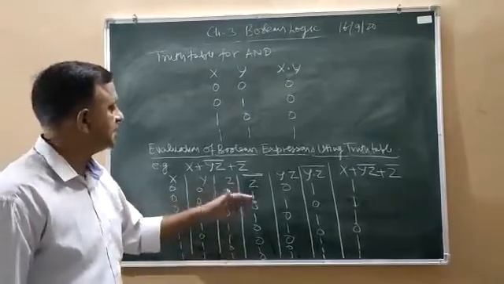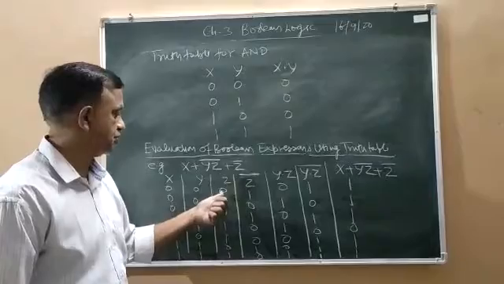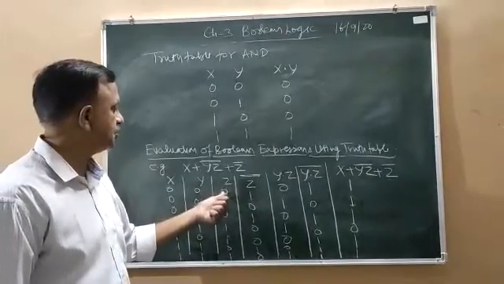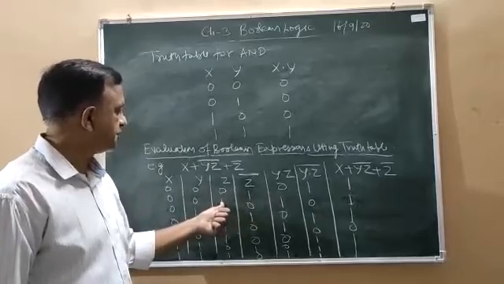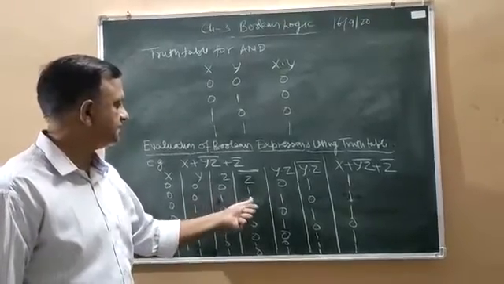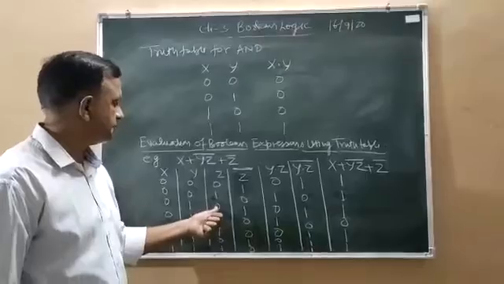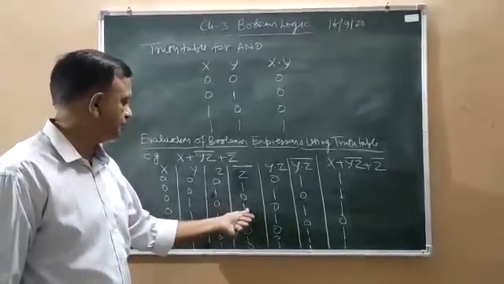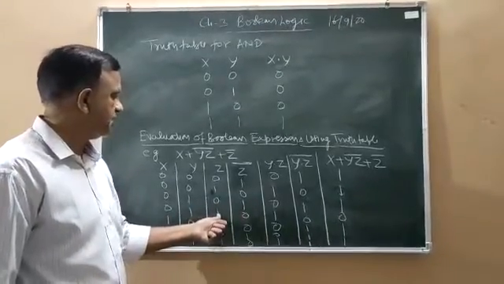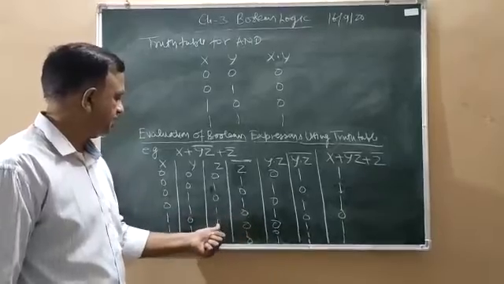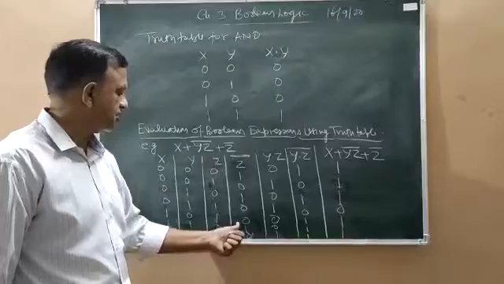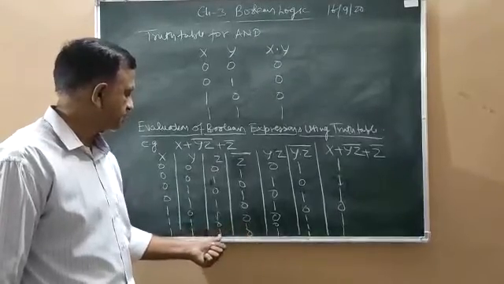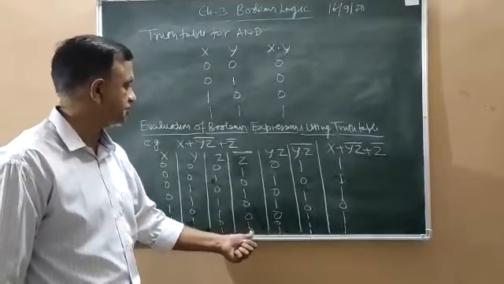Now we are taking the complement of the Z input. So in the Z input, first is 0, so its output would be 1. If the input is 1 in the Z, then the output would be 0. The input is again 0, then the output would be 1. Here the input is 1, then the output would be 0. Here the input is 1, then the output would be 0. Here the input is 0, then the output would be 1. Here the input is 1, then the output would be 0.